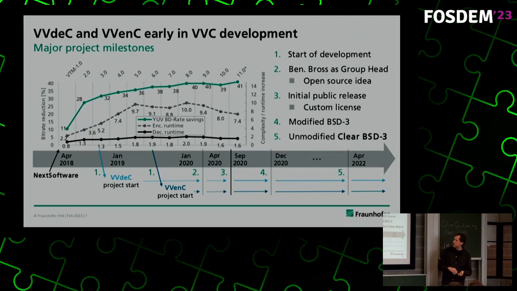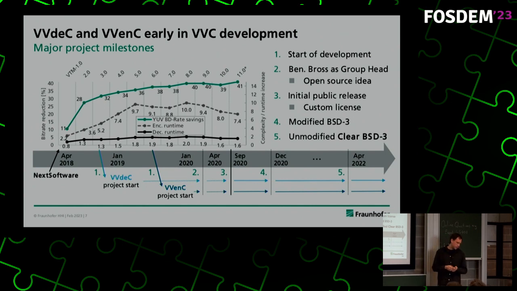And you can see there in the graph how the VTM was developing over time with regards to the gains over HM, with the encoding time, decoding time. And here you can also see how we started our implementation projects from VTM. From VTM 3.0, super early, we already started work on the VVdeC. And then from VTM 6.0, we started the work on VVenC.